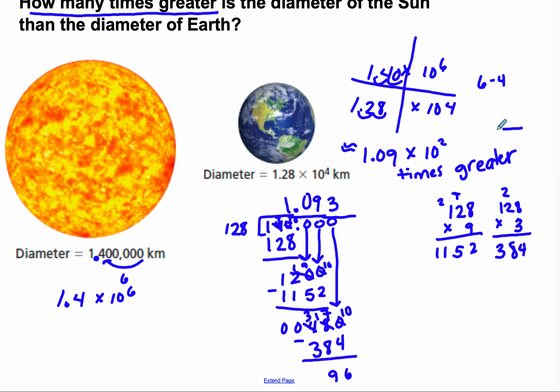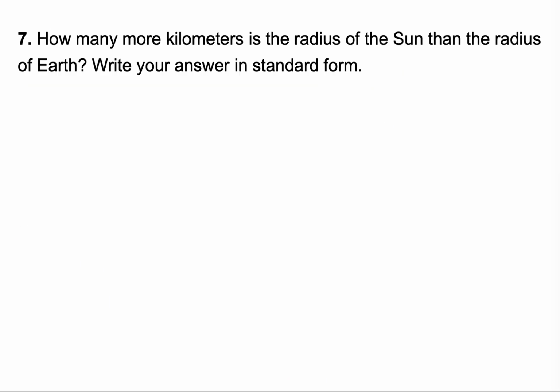So if you have a problem like this where it's really dividing a long way, we did 3 decimals and it didn't seem to be finishing, then we can round it to the nearest hundredth. All right, let's take a look at this next one. How many more kilometers is the radius of the sun than the radius of the earth? Write your answer in standard form. Okay, go ahead and pause the video and try this one.